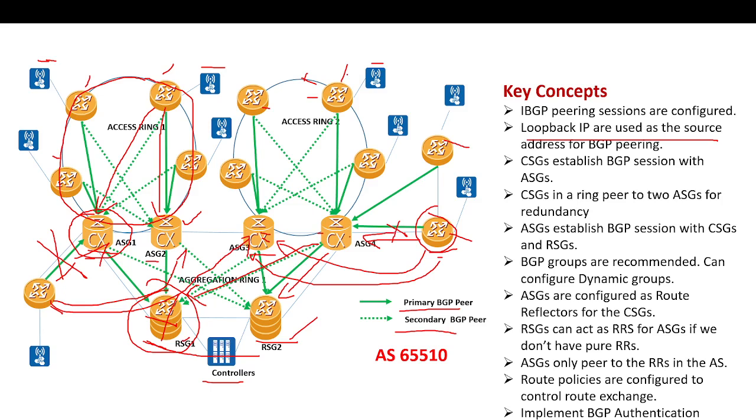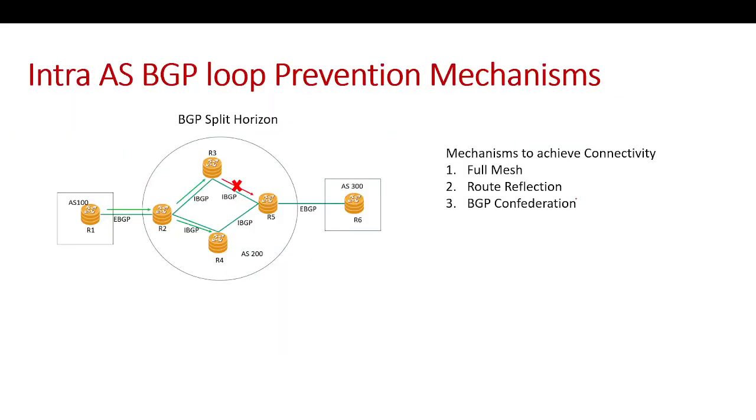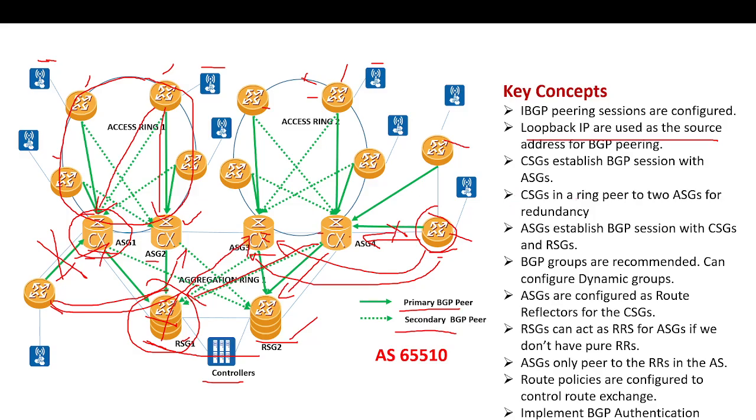CSGs will establish BGP sessions with ASGs, and then we have CSGs in a ring peering to two SGs for redundancy. So this CSG establishes two sessions, one with SG4 and another with SG3, for redundancy. Then SGs establish BGP sessions with CSGs and RSGs. So SGs will have peering to the RSGs, and we also have peering sessions to the CSGs.